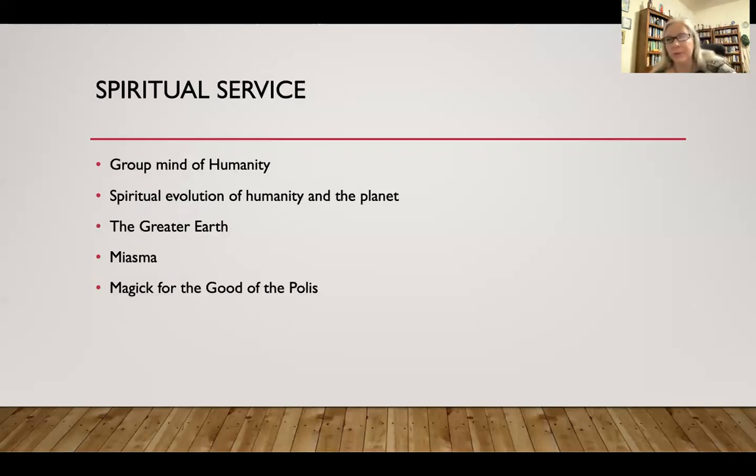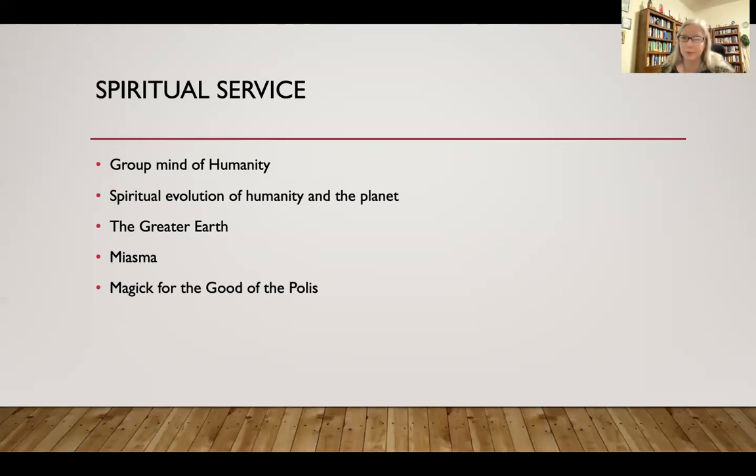At the same time, there's also spiritual service. In a previous video, we talked about how we are cells in larger beings, and larger beings still. So when we are doing magic that is serving the evolution of the group's mind or the group's soul of humanity, or working to cleanse it from various kinds of shadow crisis, that is also high magic, when we are doing anything for the spiritual evolution of humanity and for the planet as a whole. It's also when we are doing magic to work on healing our relationship, individually and collectively, with the greater earth, all those beings on all aspects of reality that make up this planet.